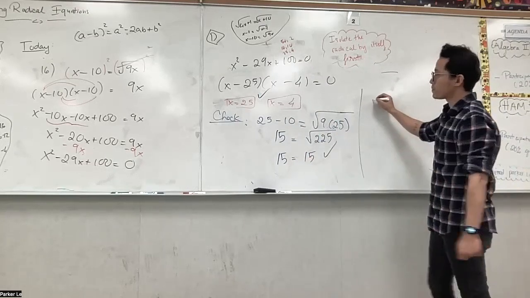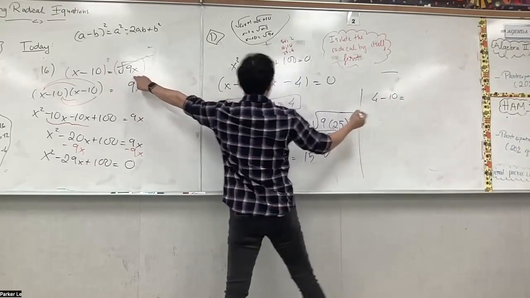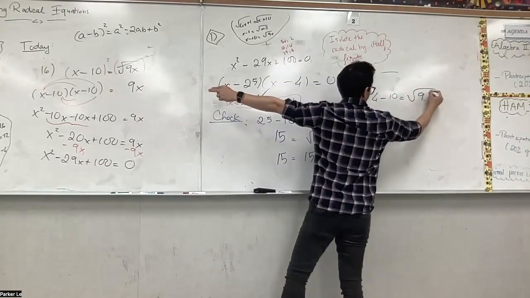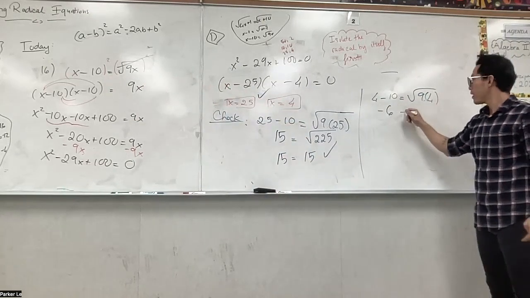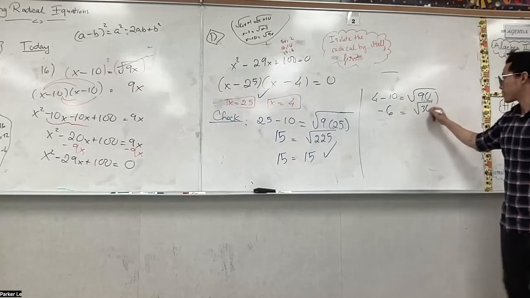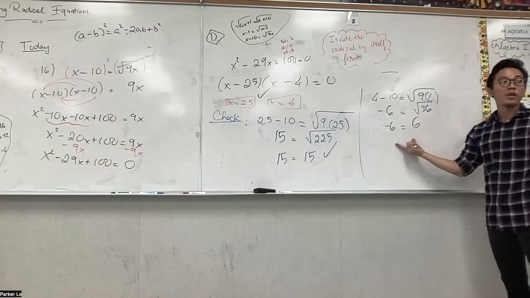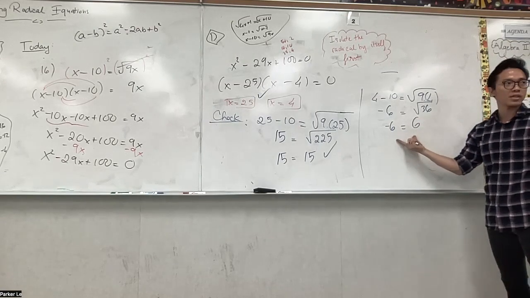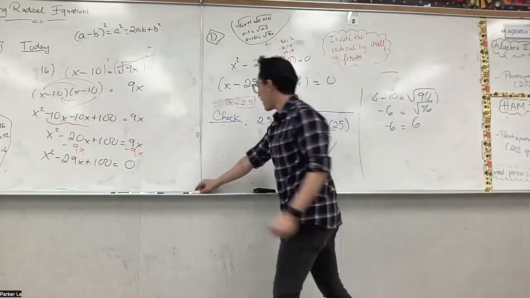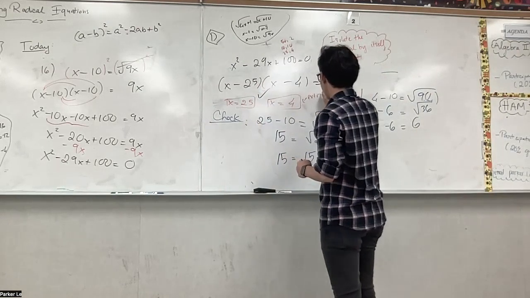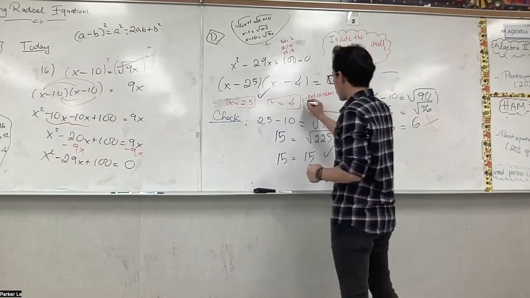Now you want to check the 4. All right, 4 minus 10 equal to 9 times 4. What is 4 minus 10? Negative 6. What is 9 times 4? 36. What is square root of 36? 6. Are they equal? No. Do you see that? This is not a solution. This is an extraneous solution. So your solution only 25. This is extraneous solution. So this is not solution.